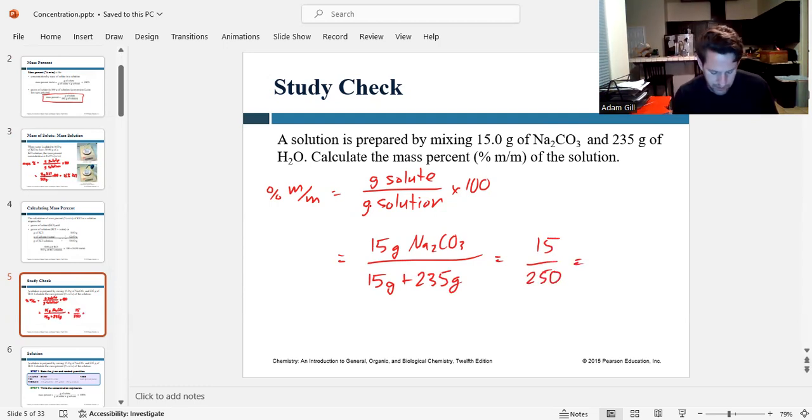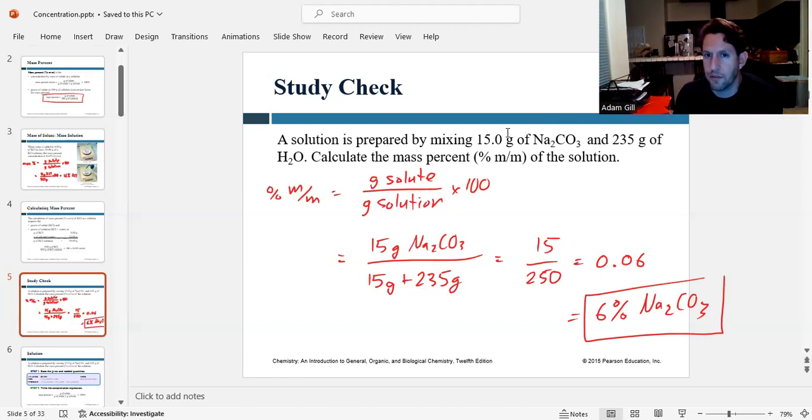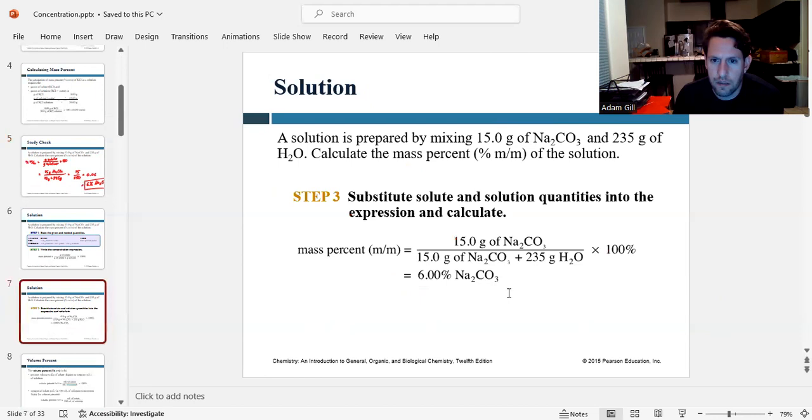And I need a calculator for that. I get 0.06. And then the times 100 is 6% Na2CO3. So just remember the solution mass is the total mass, so solute and solvent. And it looks like we did it right.